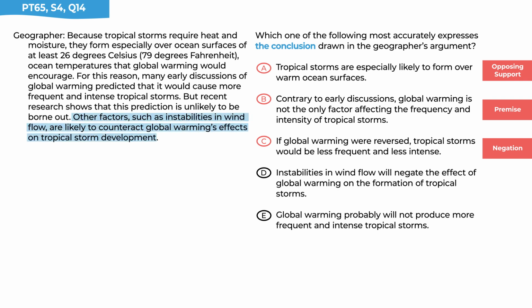Well, that part is in the argument, but it's not in the main conclusion. It's a premise. So let's get rid of D. That leaves us with E. Global warming probably will not produce more frequent and intense tropical storms. This is the author's main point, right? The refutation of the opposing prediction. So answer choice E is the right answer.